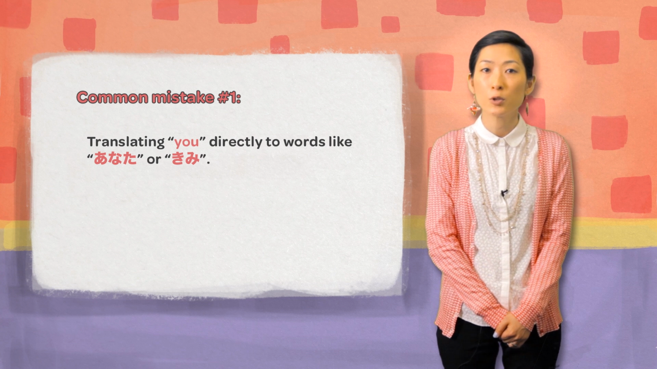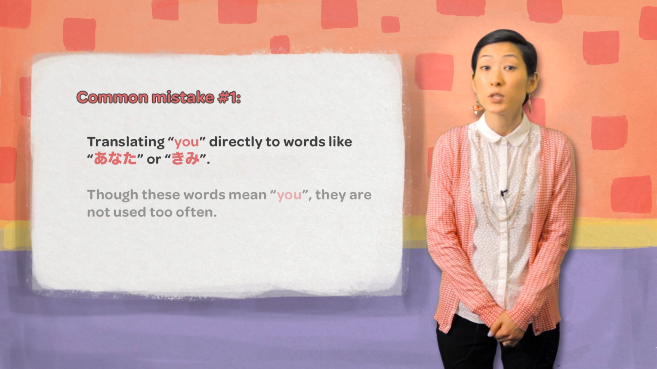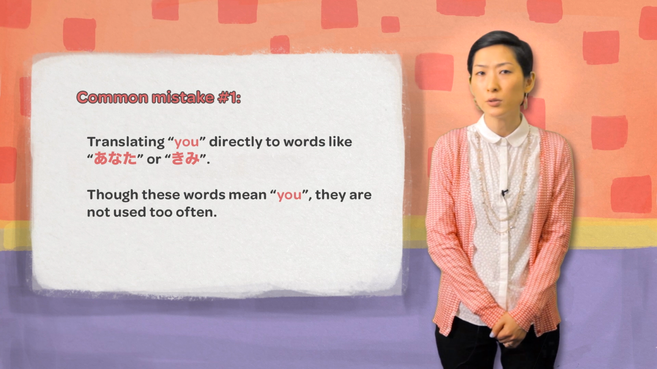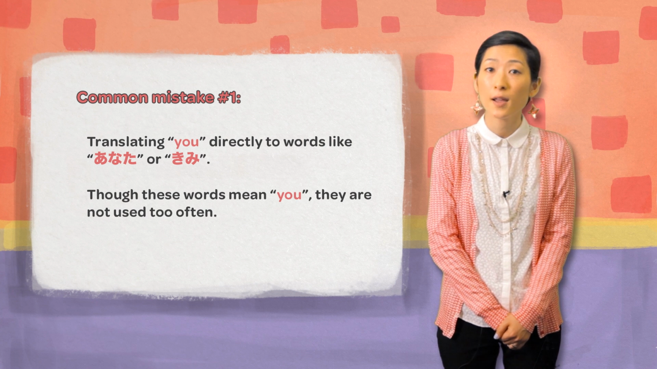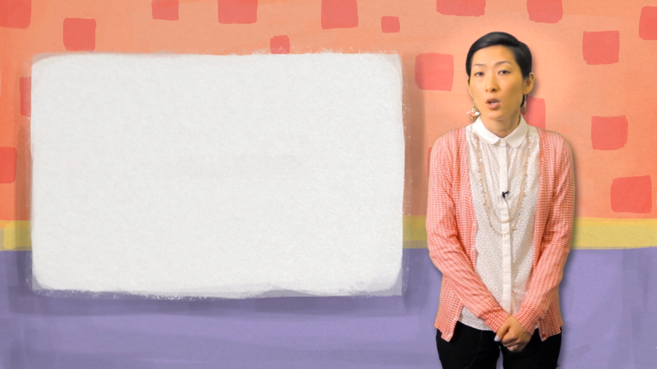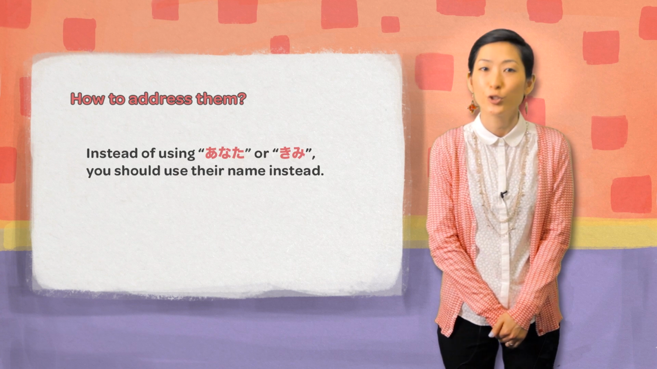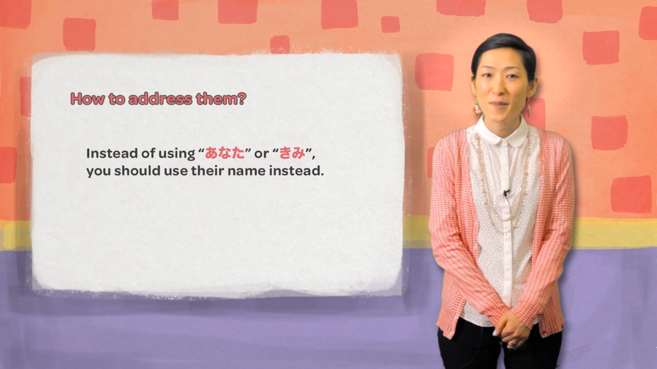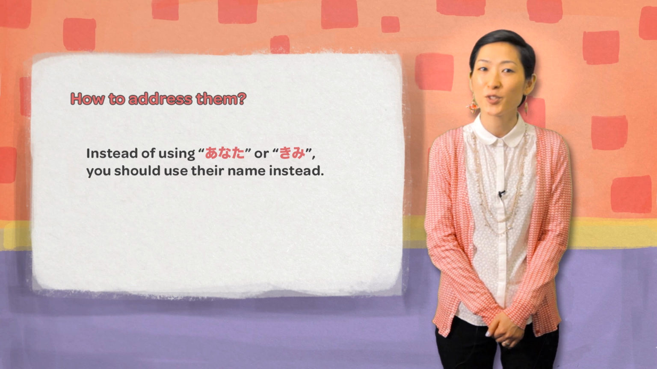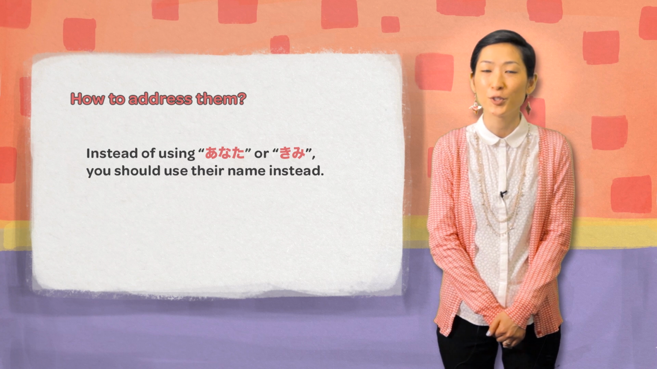Yes, we do have words like anata or kimi, which mean you, but actually you don't really hear these words in everyday conversations. So, how do you address the other person in Japanese? You use their name. This may sound simple, but it's a bit tricky depending on the politeness level you need to choose.